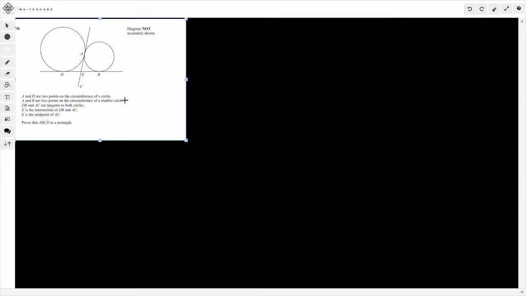So this is quite a tricky question, and it was 4 marks off the top of my head for this question, and it's from quite an old paper, quite a few years ago, but it is quite tough. So let's begin with this, and where can we start?